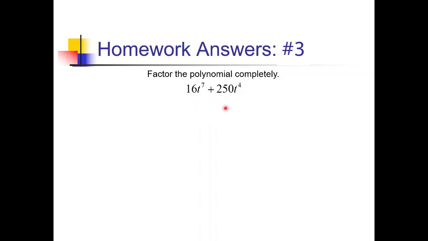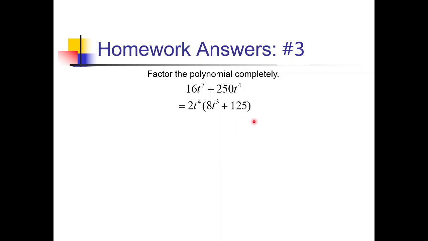Now for variables, the lowest exponent is this t to the 4th term here. So I can take out a 2 and a t to the 4th. And that'll just have to be good enough. Let's see what happens when we do that. So 16t to the 7th divided by 2t to the 4th, that's going to be 8t to the 7 minus 4, so t cubed. And then 250 divided by 2 is 125, and those 4th power t's are canceling completely, so we have a plus 125.